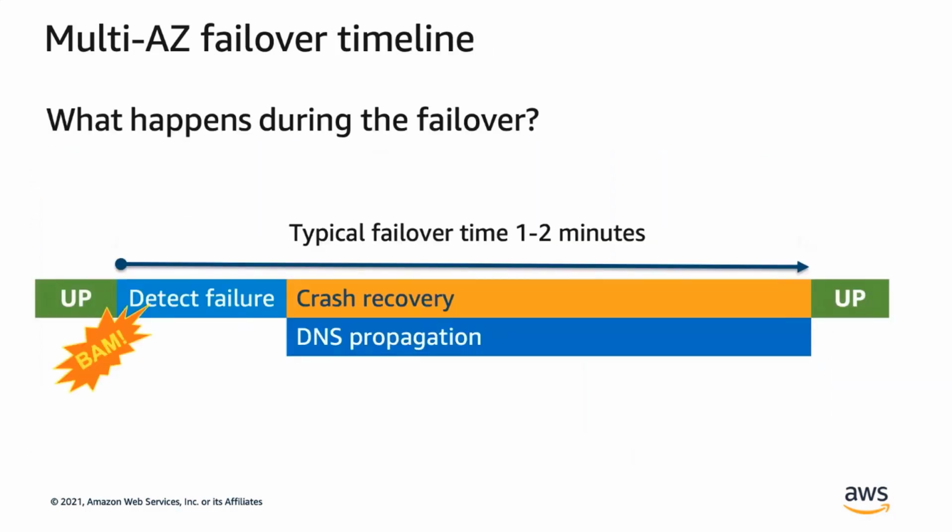Now let's look at what happens during the failover. After the primary becomes unavailable, it takes our automation a few seconds to detect and confirm the failure to ensure we don't fail over unnecessarily. The failover itself consists of two key operations in parallel: database crash recovery and DNS propagation. In the crash recovery phase, the database starts up and returns data files to a consistent state. The process is no different than if the database had simply crashed. In fact, the database doesn't even know it is running in a different place.